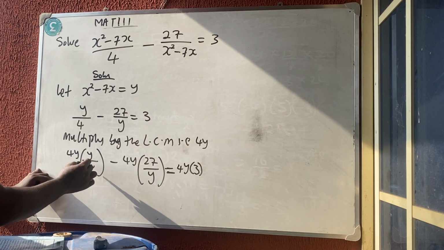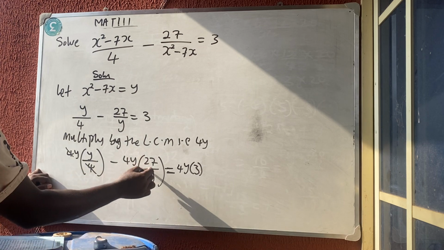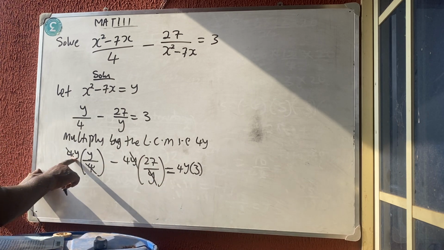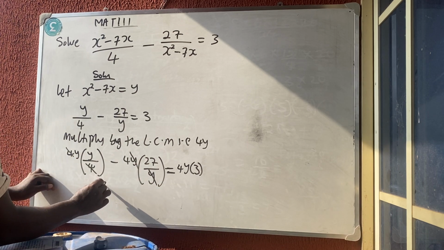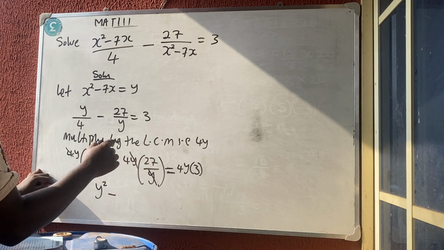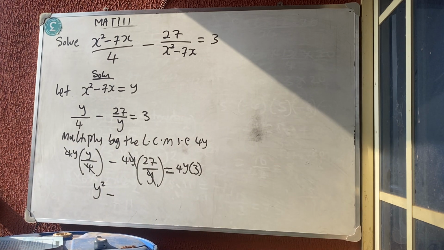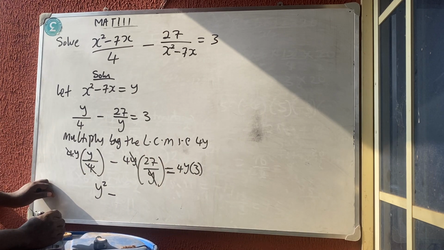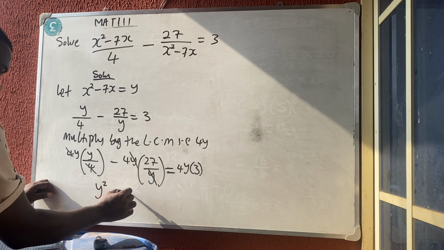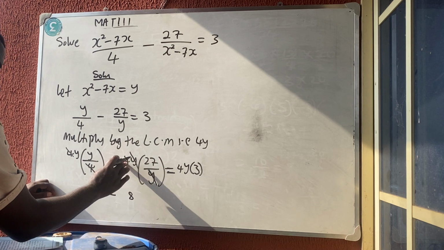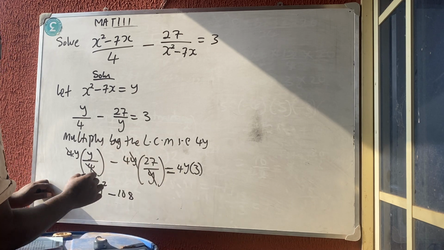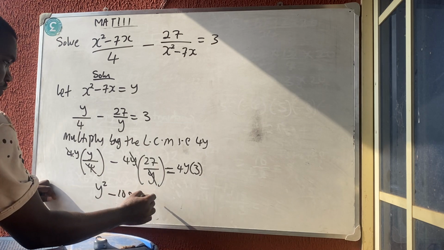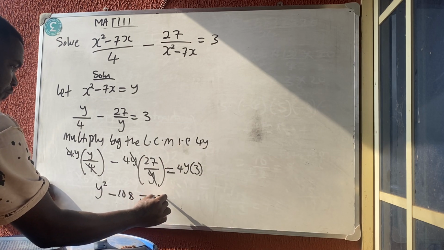So what do I have? 4 will take care of 4, y will take care of y. So what do I have here? y times y, I'm having y squared, minus 27 times 4. 4 times 7 is 28, 4 times 2 is 8, so I'm having 108, is equal to what? 4y times 3, I'm having 12y.